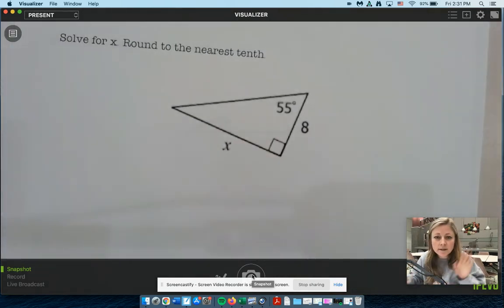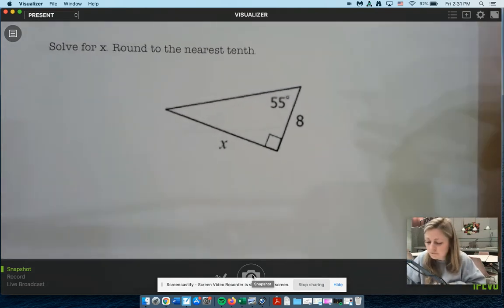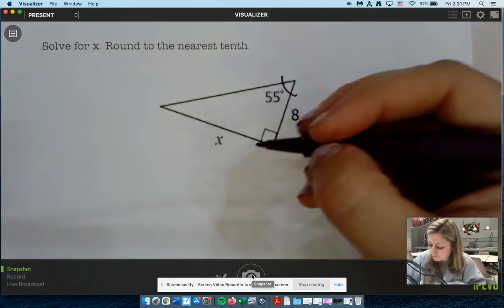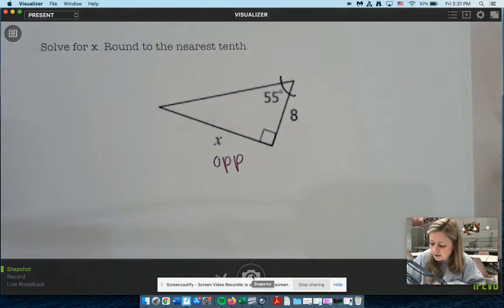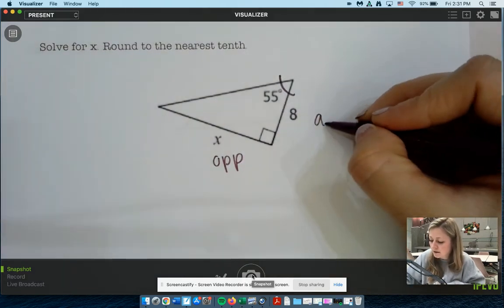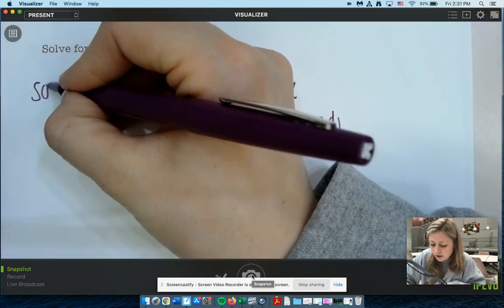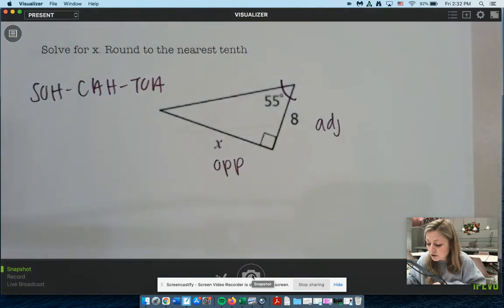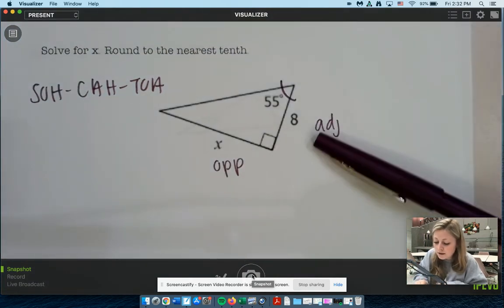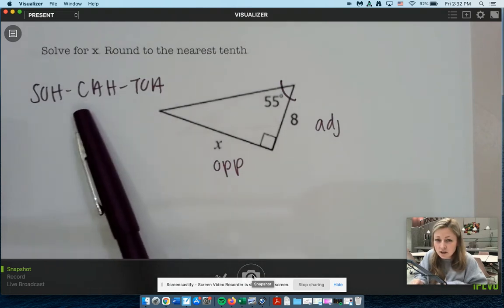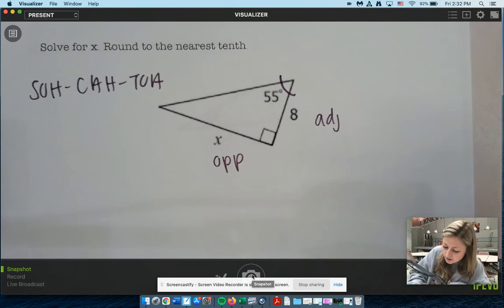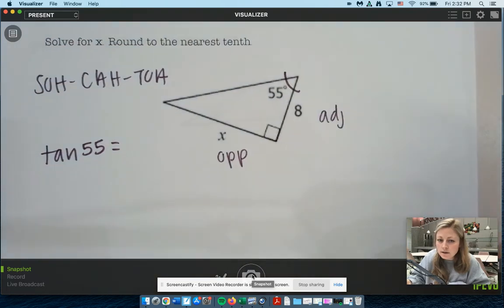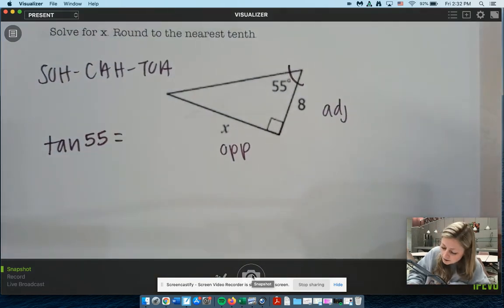Okay, so if you remember right, step 1, mark your angle. Step 2, you're just labeling the sides we know stuff about. So that would be our opposite. This is attached to our angle, that's our adjacent. Now we're thinking SOHCAHTOA. What trig function uses opposite and adjacent? Which one has the O and the A? Tangent. So we're going to write tangent of our angle, which is 55, equals opposite over adjacent, so x over 8.